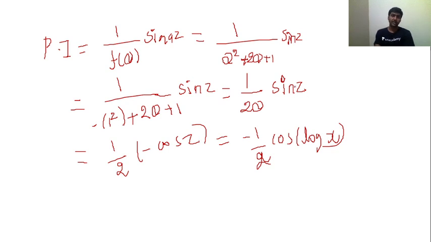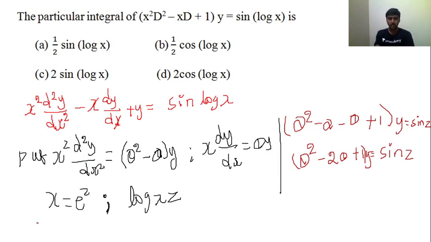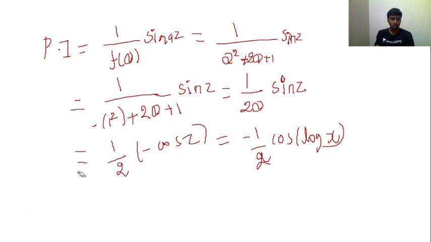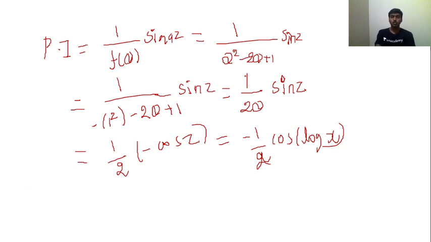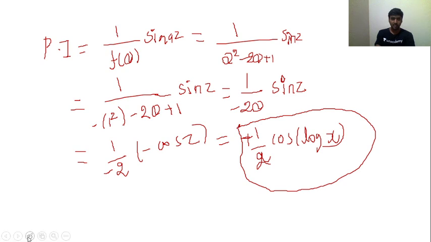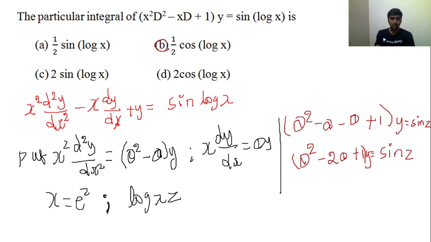When you are integrating sin, we get cos. Here minus 2 theta, and here also minus 2 theta. So coming to the minus 2 theta category, theta square minus 2 theta plus 1. Now minus of minus is plus. So the answer is 1 divided by 2 into cos log x for the given question.